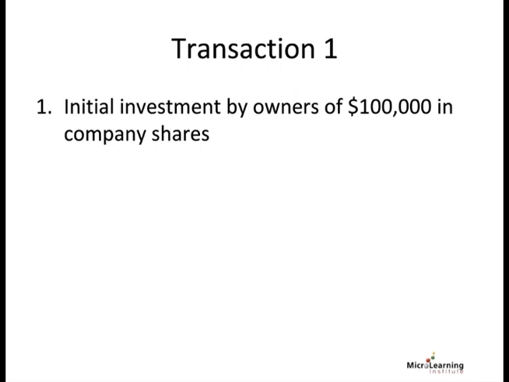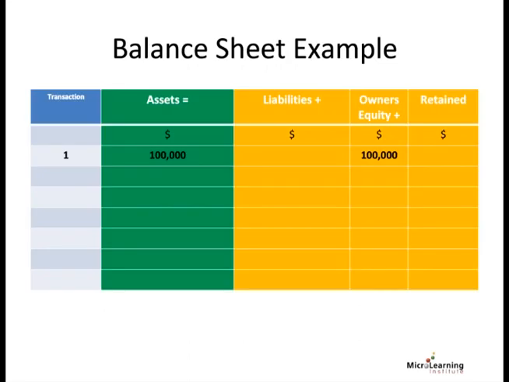The first transaction we look at is the owners of the company investing $100,000 in company shares. In this transaction, the owners receive shares in the company, and at the same time, the owners lodge $100,000 cash into the company bank account. After this transaction, the company balance sheet shows an asset of $100,000. This asset is cash. On the other side of the balance sheet, the company recognizes owner's equity of $100,000. The owner's equity is the equity put into the company by the owners.